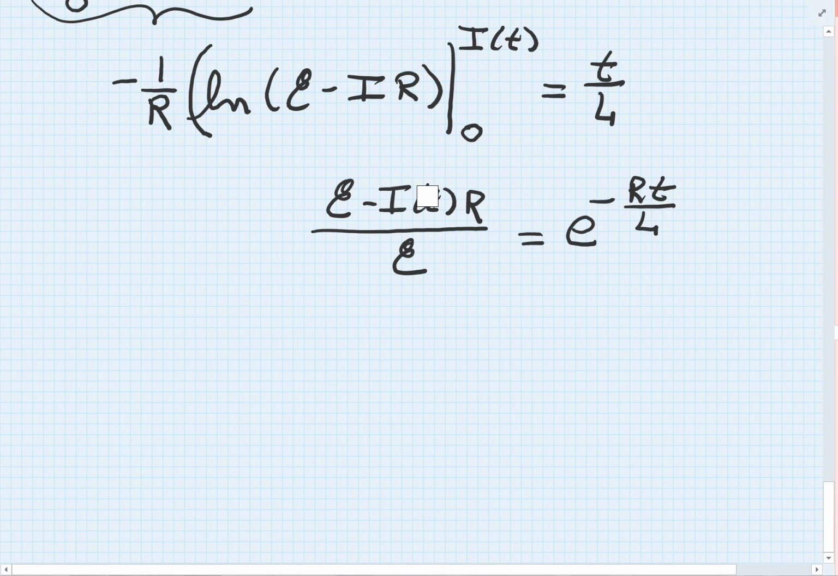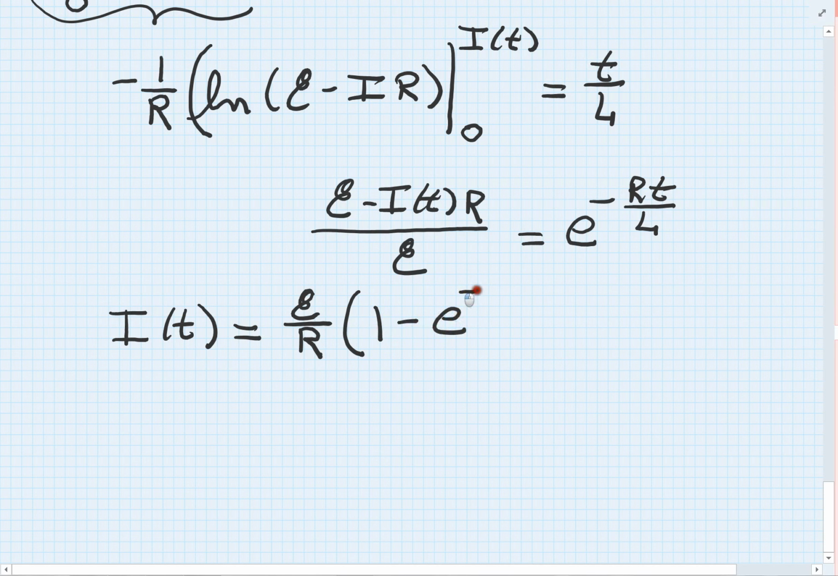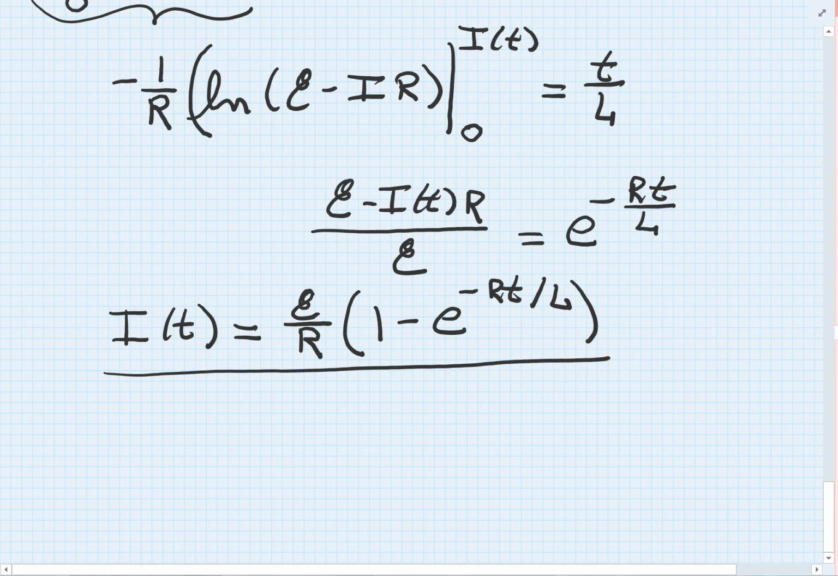So if you've tracked all that, or you can check it on your paper more slowly yourselves, you'll find then that I of t has to equal, I have the R I'm dividing by, and I have these common factors of EMF. So it's going to be EMF divided by R. And then what was left over was one copy of EMF minus a copy of it times this exponent. So it's going to be 1 minus e to the minus Rt over L. And that will be our final solution.